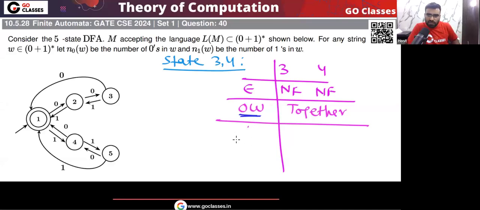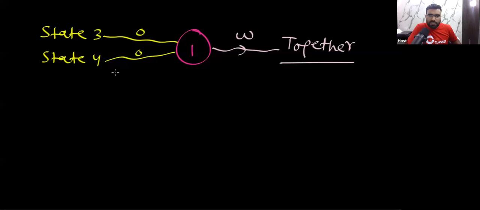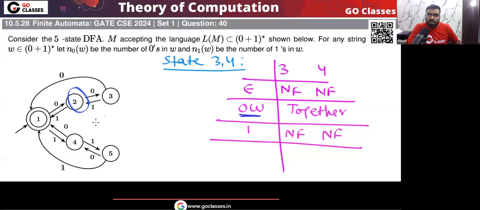But what about string 1? Tell me, states 3 and 4 on string 1. State 3 on string 1 goes to non-final, and state 4 on string 1 goes to non-final. Is this clear? Now you might be thinking, sir, do I have to check all the strings? First of all, starting with 1, is there any possibility they are meeting somewhere? Notice, 3 on 1 goes to 2, and 4 on 1 goes to 5. So they are not meeting in the same state, yes or no? Do you agree?